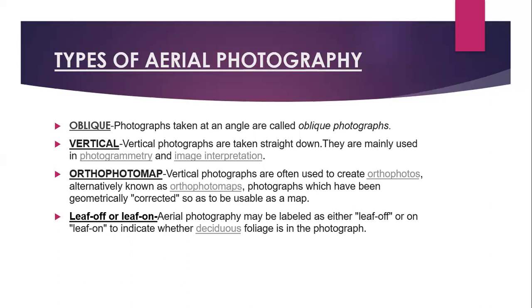That should be a vertical photograph, and it is corrected to be used as a map. We can use it as a map. Last one here is leaf off or leaf on. So aerial photography may be labeled as either leaf off or leaf on, to indicate whether deciduous foliage is in the photograph.